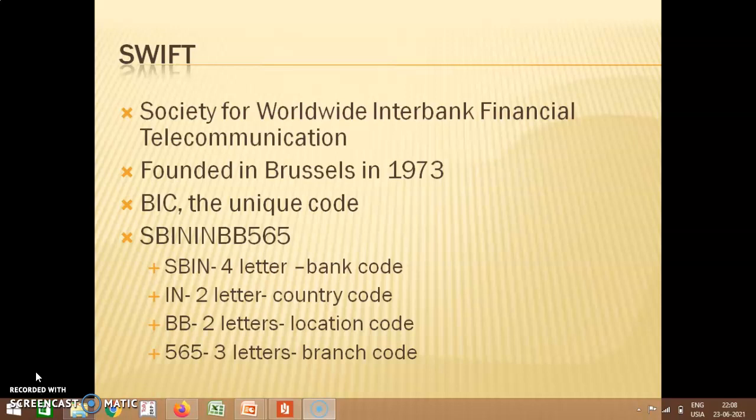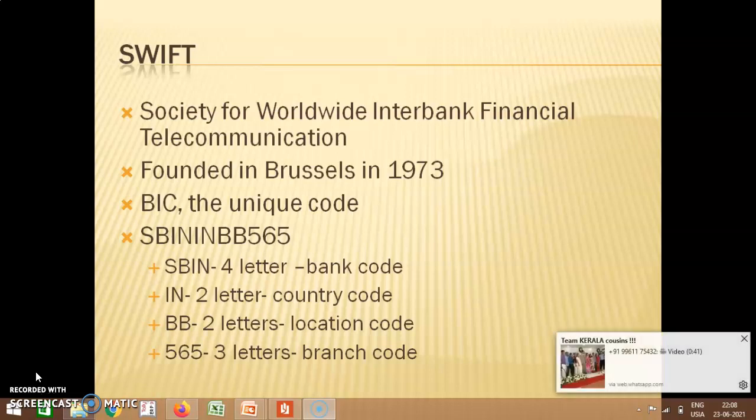Every bank will have a SWIFT code or a BIC. Okay, we call it by different names. There are different names such as BIC, that is the bank identifier code, or SWIFT code or SWIFT ID. All these are the same. Here I have given a SWIFT code, that is a unique identifier code for a particular branch.